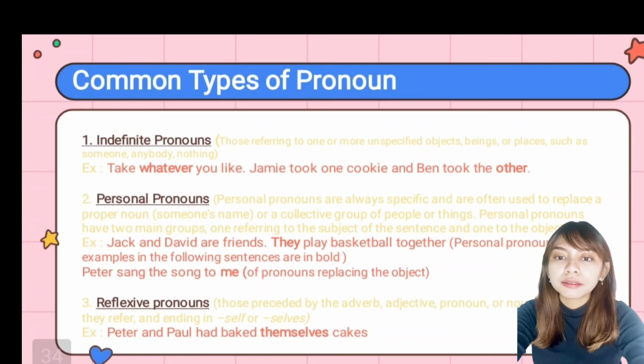Next is reflexive pronouns. So the reflexive pronouns are preceded by the adverb, adjective, pronouns, or noun to which they refer and ending with self or selves. The example is: Peter and Paul had baked themselves a cake. So themselves refers to Peter and Paul, like that.